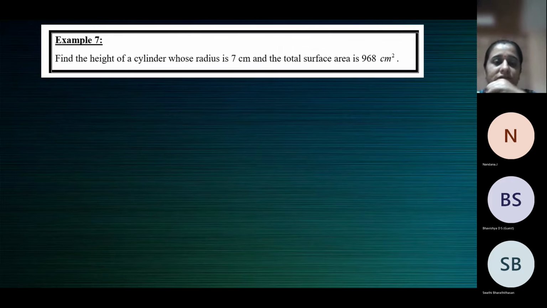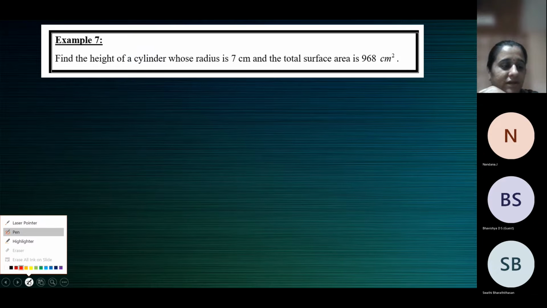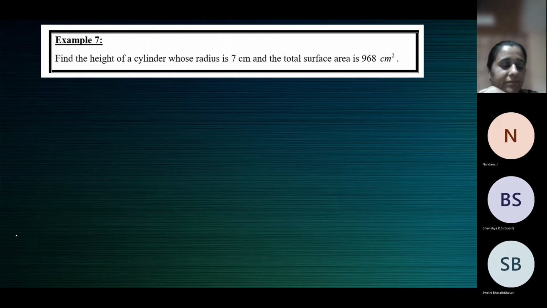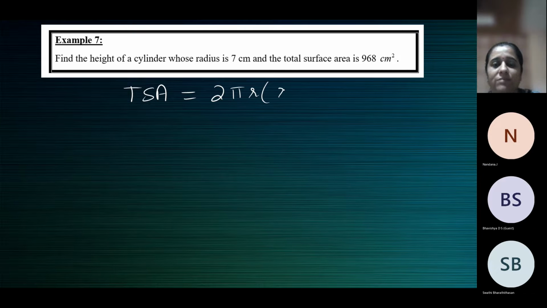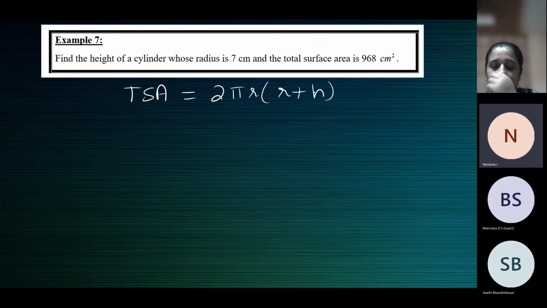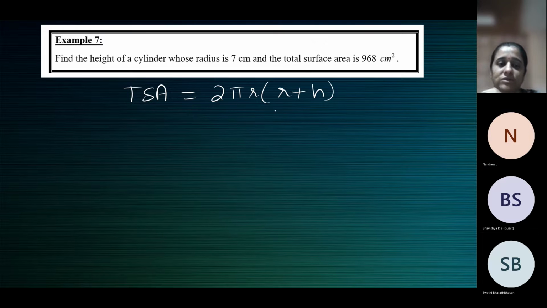Find the height of a cylinder whose radius is 7 centimeters and total surface area is 968 centimeters square. So we'll first do it together. Don't write anything. Now what is given here? The total surface area of a cylinder is given to be, now let's understand something else before this. What's the formula to find the total surface area, children? 2 pi r into r plus h square units. Yeah, correct.